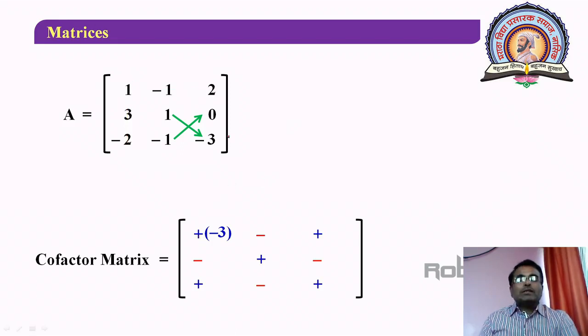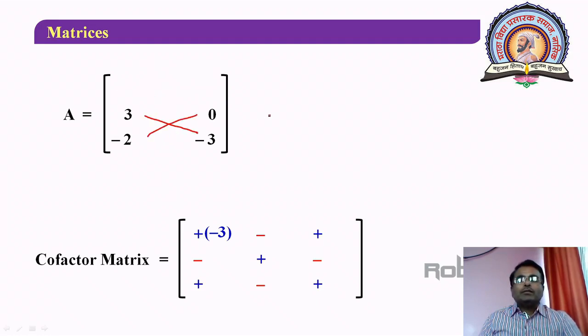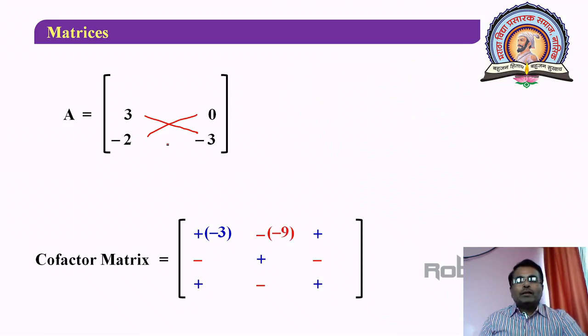Suppose we want to consider the next. To find the next, you have to consider this minus 1 as your next element. So delete this row and this column. You will see these two things are disappearing, and therefore you have to consider the product of this minus the product of this. So you will get 3 into minus 3 minus minus 2 into 0, and that will give minus 9. So minus 9 will appear here. In this way you will get.